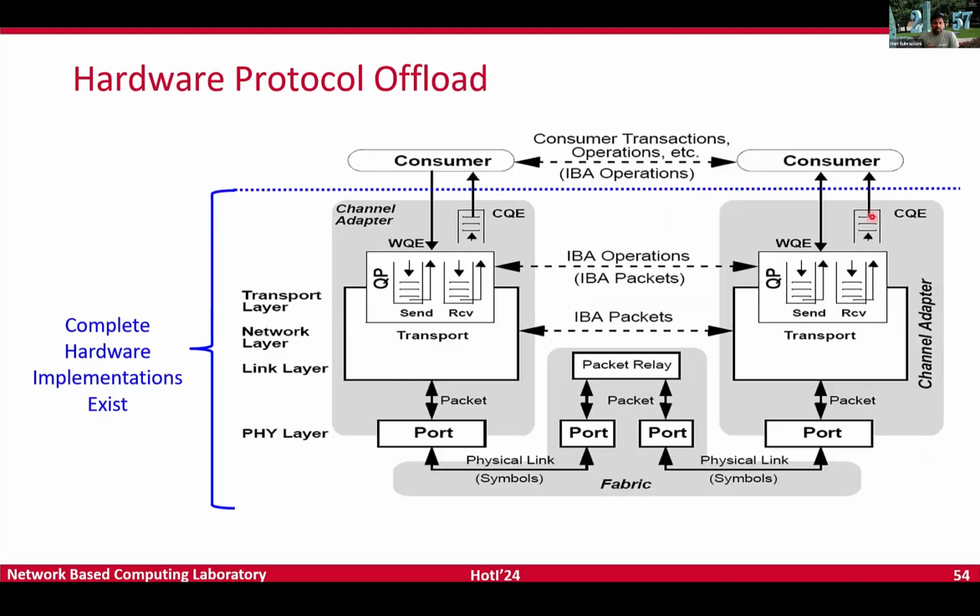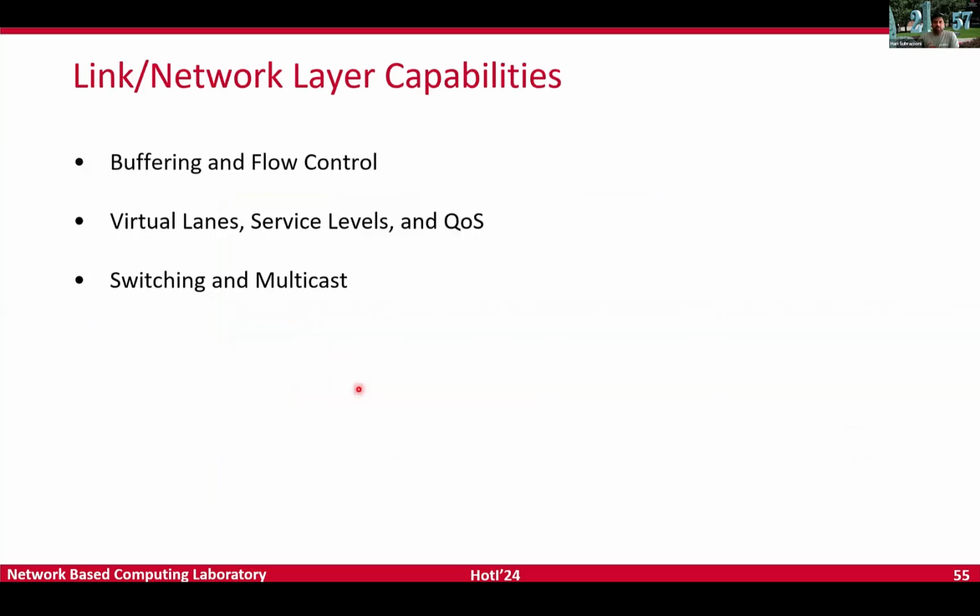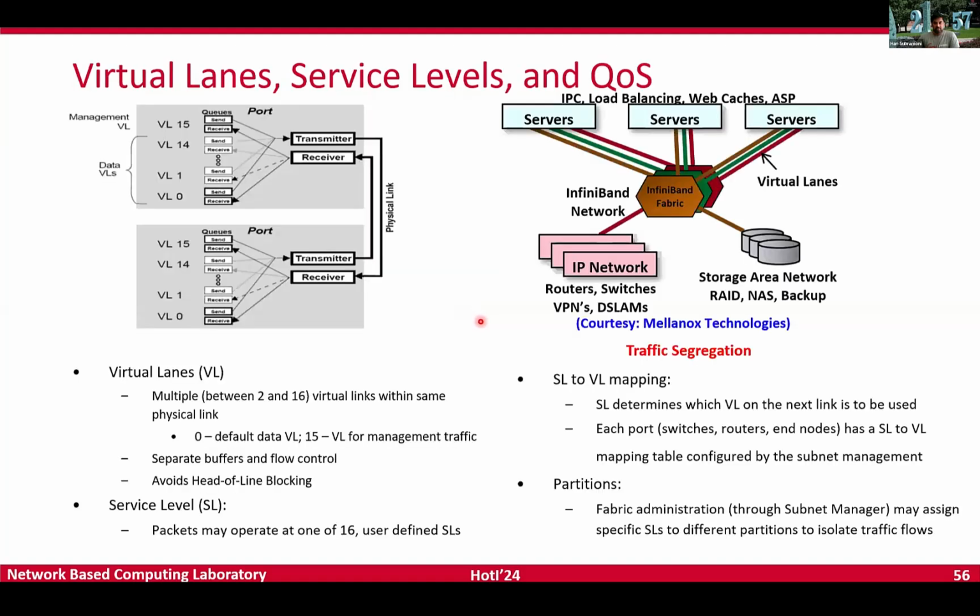So let's see how hardware works. You have complete hardware implementations of all of this in various vendors. So we'll see how the network and link layer operates. There are lots of capabilities here, but we'll just focus on a few like buffering and flow control, virtual lanes, and quality of service, and switching and multicast.